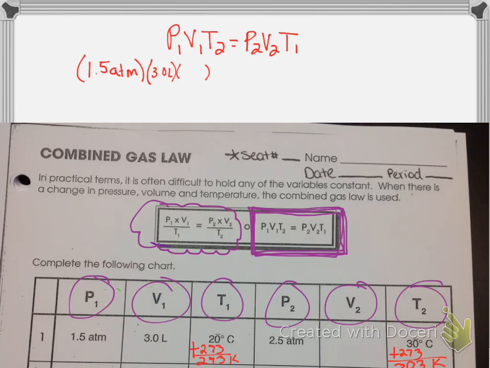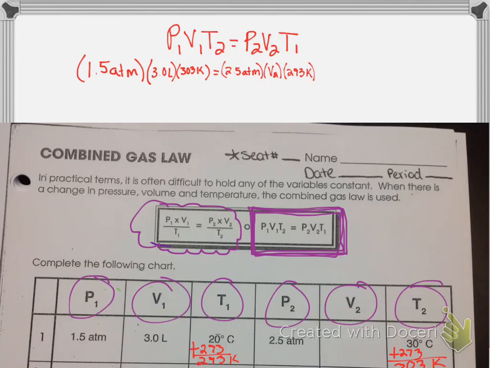So now I'm going to go back and plug in my temperatures. So that is going to be 303 K for my T2. Now going to the other side, my P2 was 2.5 ATM. My V2, we don't know, so we're just going to leave it as V2. And then our T1, again in degrees Kelvin, is 293.